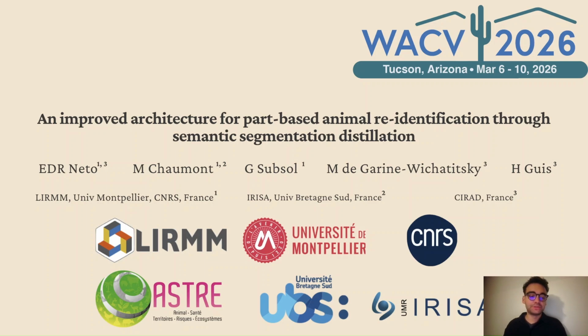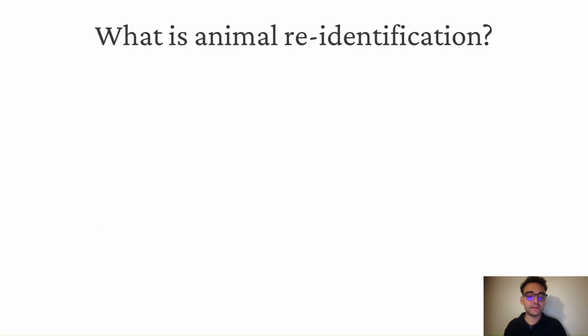Hello everyone, today I'm gonna talk about our paper on improved architecture for part-based animal identification through semantic segmentation distillation. I'll start by explaining a little bit what is animal identification.